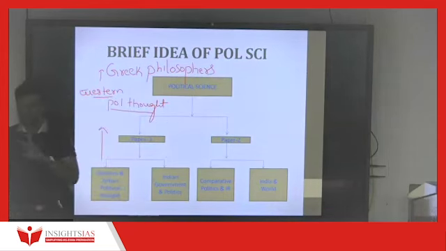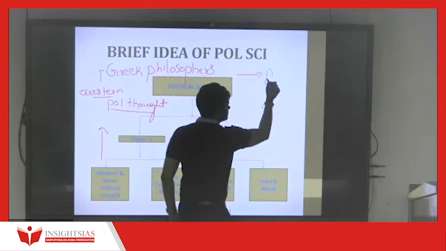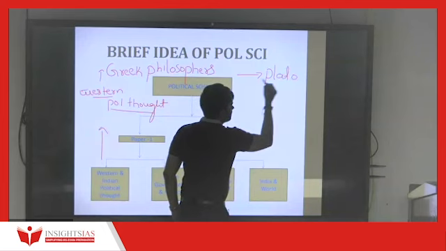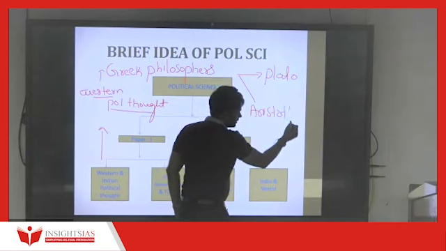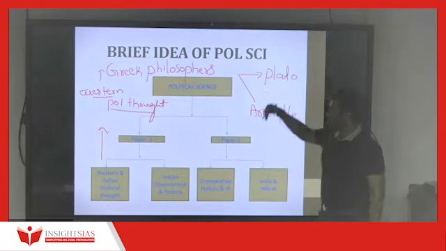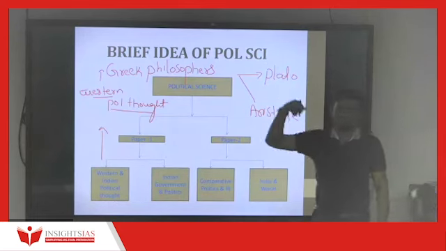Among the Greek philosophers, two important thinkers you will be reading are Plato and Aristotle. So basically, Plato is the master, Aristotle is the student in that regard. And you can see Plato's master is Socrates.